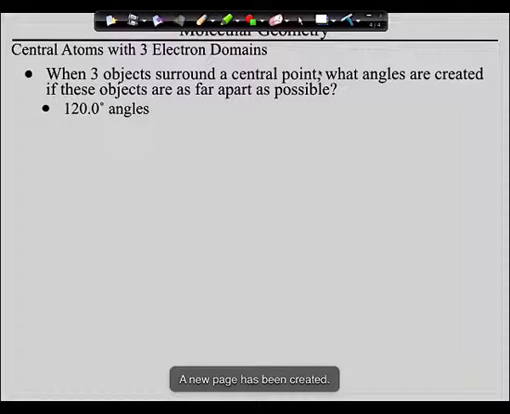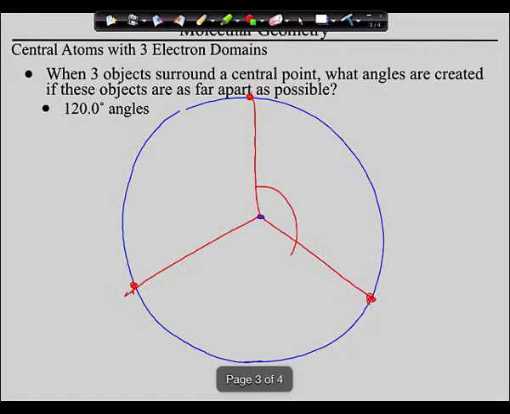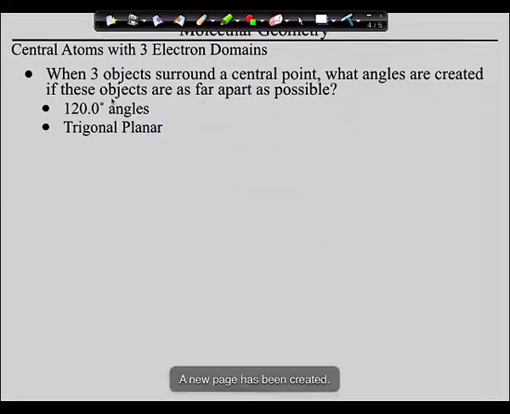Now, what are we going to call something that is, well, let me just bring this back. What are we going to call that? So it's tri, right? But here's the trick, gang. These are all flat. They are all in the same plane. So we call this trigonal planar.